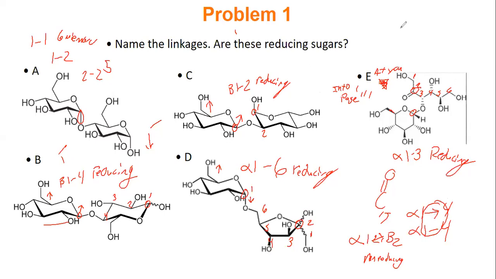What was A? A is, let's see, 1, pointing down, that one's up, so that is alpha 1. And then anomeric carbon here, 1, 2, 3, 4, alpha 1, 4, reducing. So everything here is a reducing sugar.